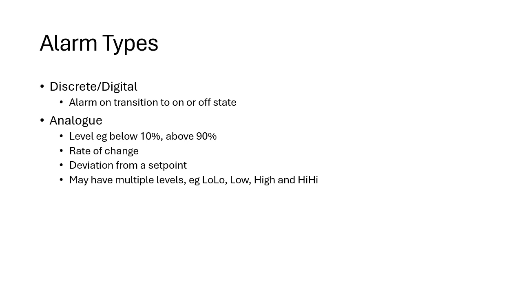And with analog alarms, we can have multiple types. So we could have a level alarm. A level alarm is where we compare the alarm value against a fixed value, and we generate the alarm if the value is above or below that fixed value. So imagine a tank. The alarm for low level could be below 10%, and we might have an alarm for high level above 90%.